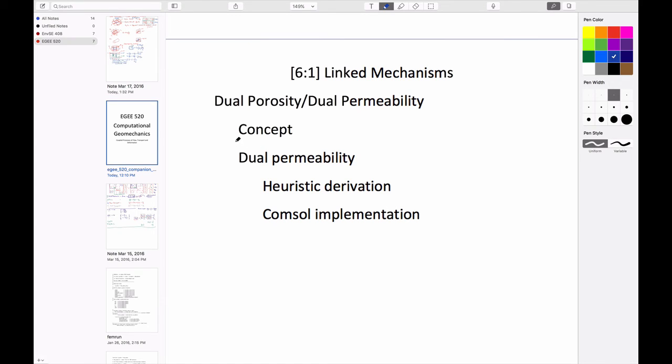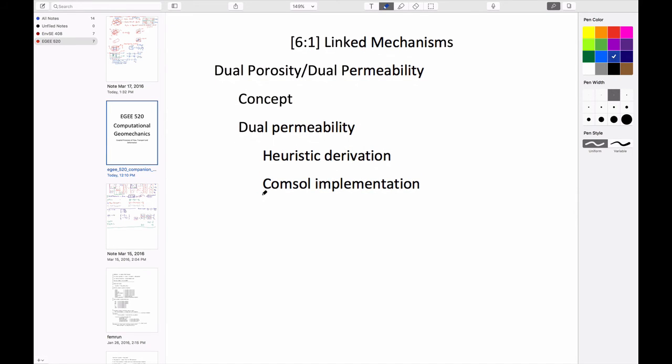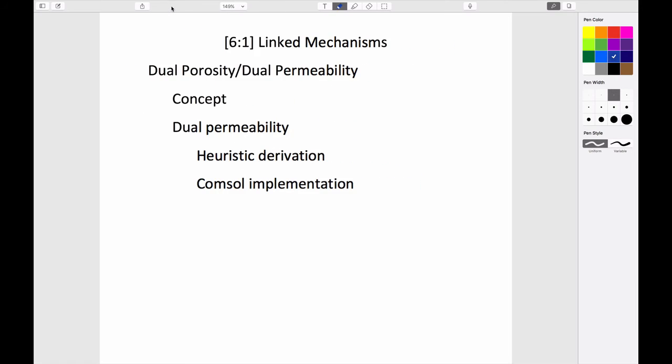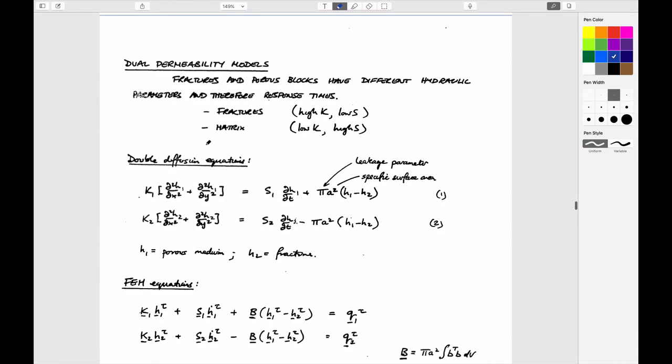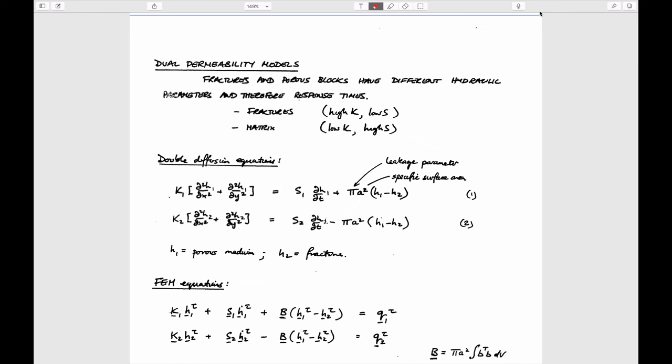We've talked about the concepts. We're going to talk about dual permeability, and we're going to do it just heuristically, based on how we might solve the system of equations. So this should start looking maybe familiar to you as we go through this. So we'll talk about how we derive the finite element equations.